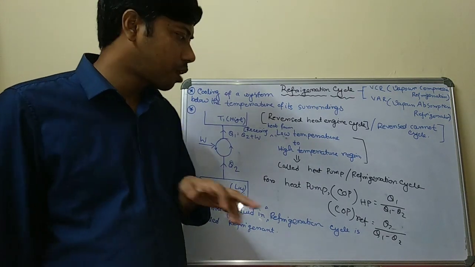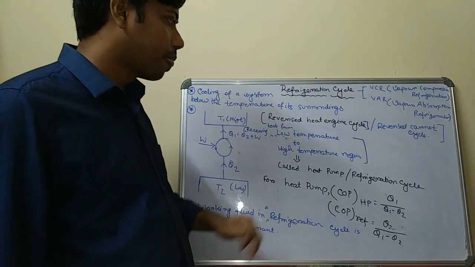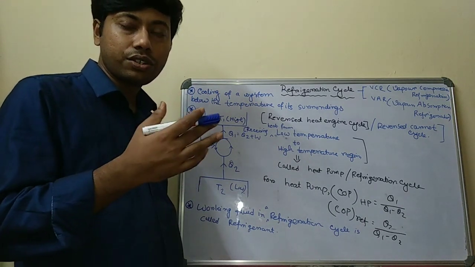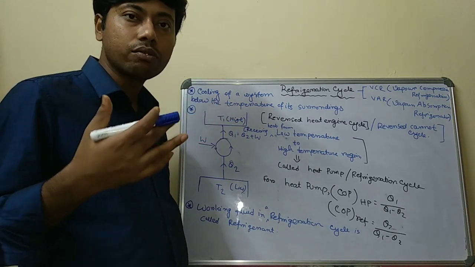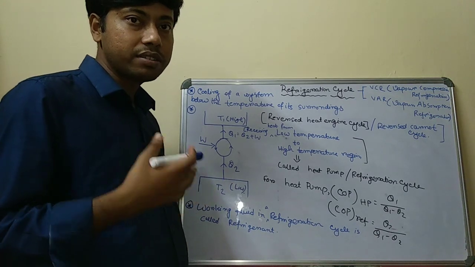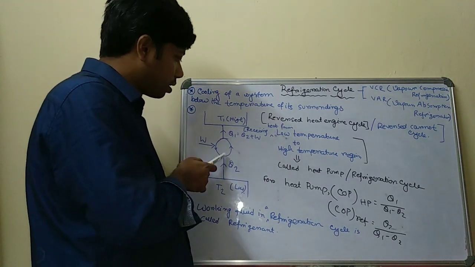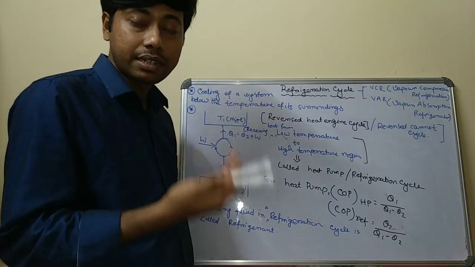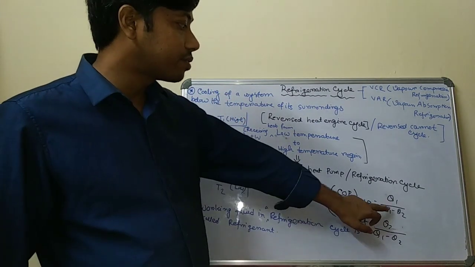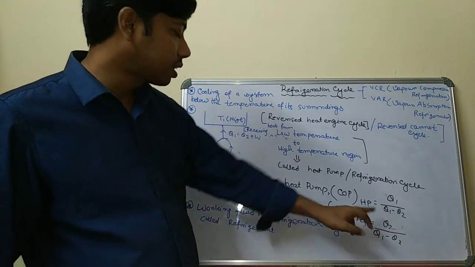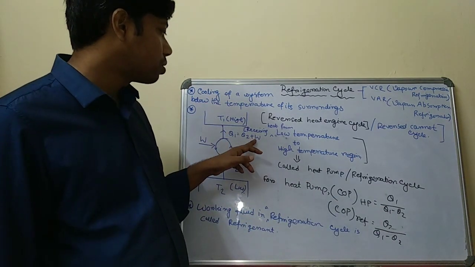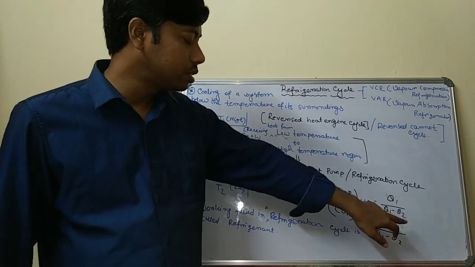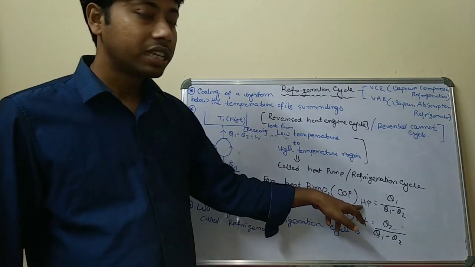Coefficient of performance is basically the ratio of net effect divided by net work done. Net effect here for a heat pump means how much heat is transferred to the high temperature reservoir. So it is Q1 divided by net work done. Because W is equal to Q1 minus Q2, the COP of heat pump is Q1 divided by Q1 minus Q2.